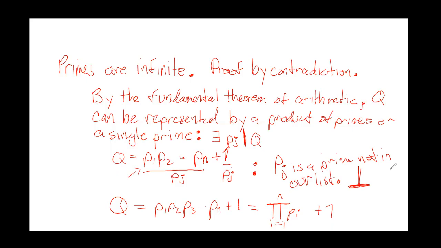I see a question. Does it matter whether Q is prime or composite? It does not matter. We have not proven that Q is prime here. We've shown that there exists a PJ that is prime and not in our list. So in this instance, Q may be prime or it may not be prime. We do not have to prove Q itself is prime for this proof.